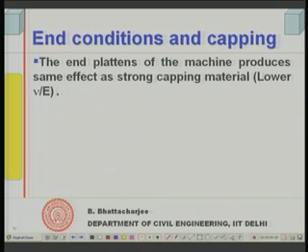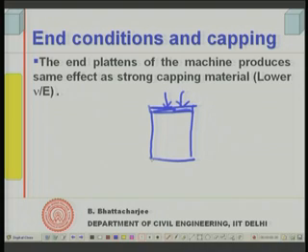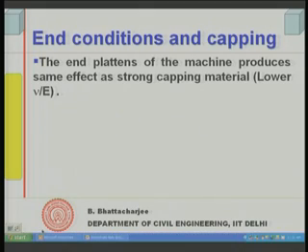Now, come to the case with no capping material, and the cube which has just been loaded under the steel platens. So, this is my concrete cube, and these are my machine plates, through which I am applying the load. Now, these plates themselves are usually steel, and they produce the same effect as the strong capping material.